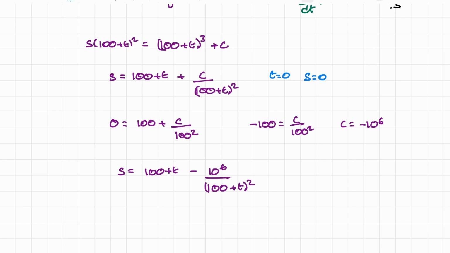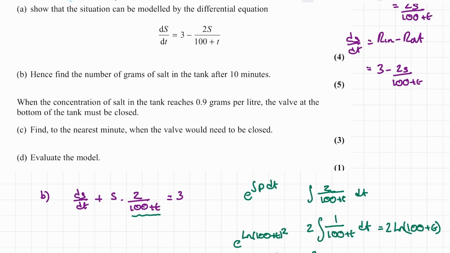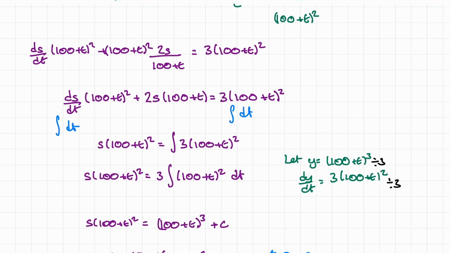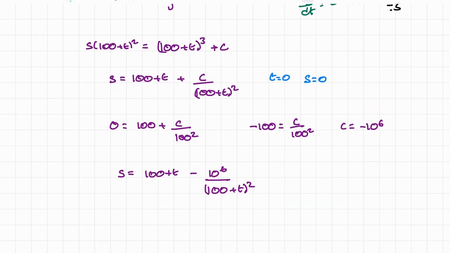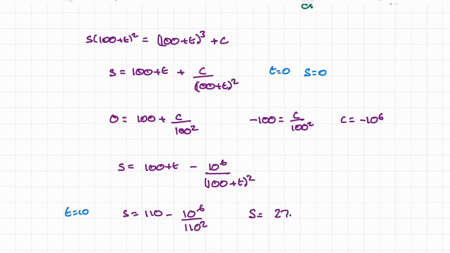If we go back to the initial question, find the number of grams of salt in the tank after 10 minutes. So we'll substitute in that t equals 10. So s will equal 110 minus 10 to the 6 over 110 squared. We can work this out on our calculators, and we get s will equal 27.35 grams. Okay, so that's part B. We go back to our question.